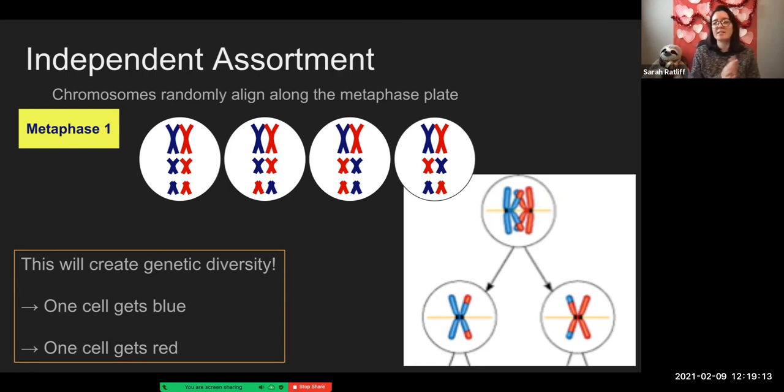This gives us a second opportunity for genetic diversity. All of these cells are going to have different combinations. Not only did they have that crossing over swap of DNA to create more diversity in traits, but also the way that they're lining up to be separated in the next step of anaphase is changed by the way they're lining up along that metaphase plate. So this is our second opportunity for genetic diversity.